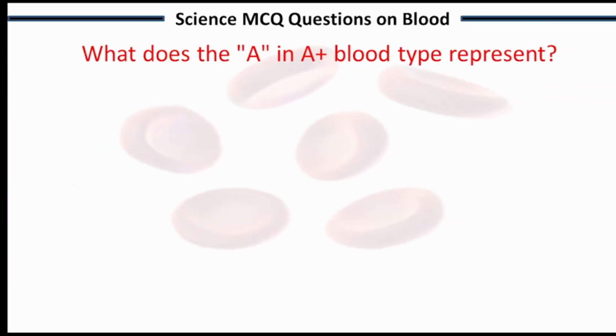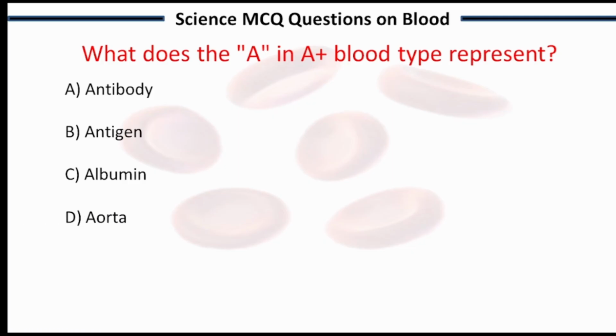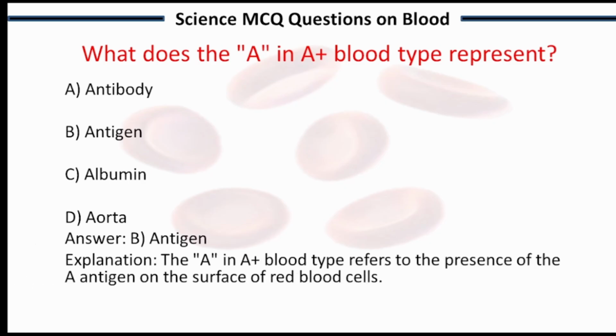What does the A in A positive blood type represent? A. Antibody, B. Antigen, C. Albumin, D. Aorta. Right answer is antigen. The A in A positive blood type refers to the presence of A antigen on the surface of red blood cells.